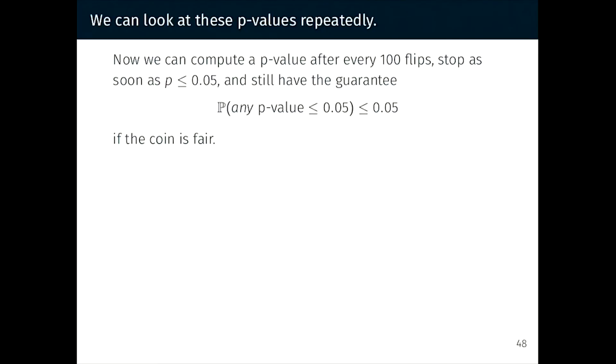And so this is sort of repeating what I've said. But now we can compute a p-value after every 100 flips using this method. And we can look at it after every 100 flips, stop as soon as it drops below 0.05. And we still have this guarantee we wanted that if the coin is fair, the probability that any of the p-values we compute is below 0.05 is no more than 5%. So we can look repeatedly, and we still get our error control, our guarantee that the chance of false discovery is no more than 5%. On the other hand, if the coin is biased, then we have a chance to stop early. We don't have to go all the way to 1,000 flips. We'll be able to stop after 200 or 300 flips and not waste time.